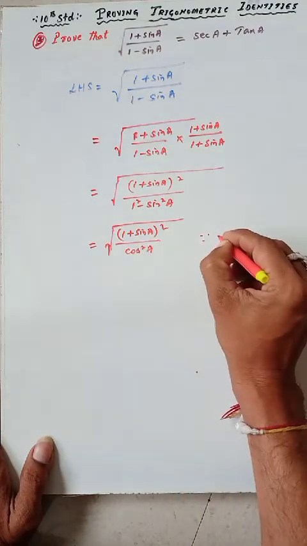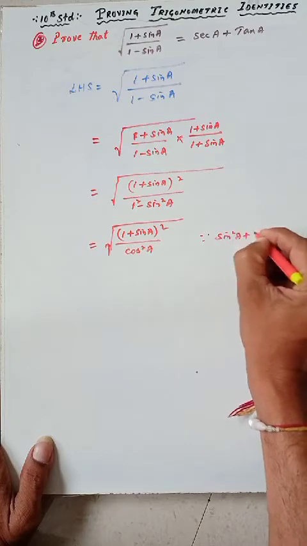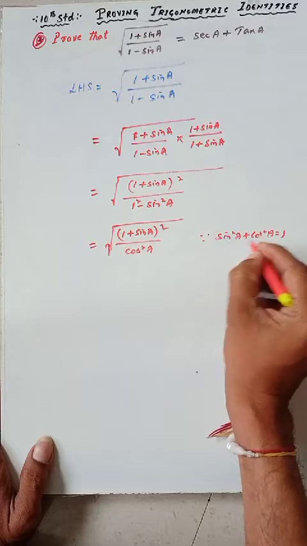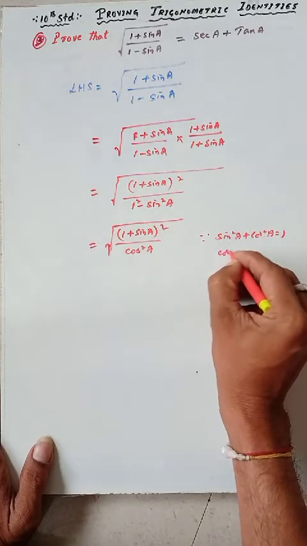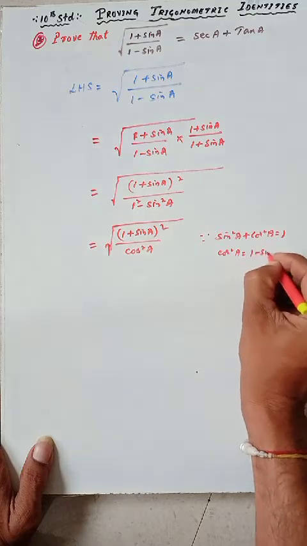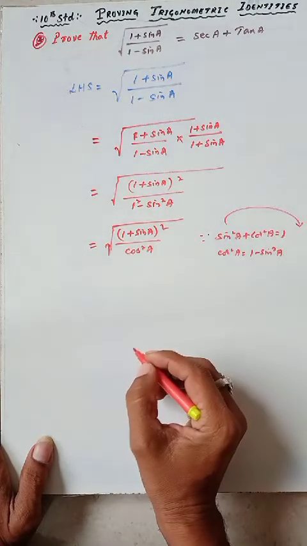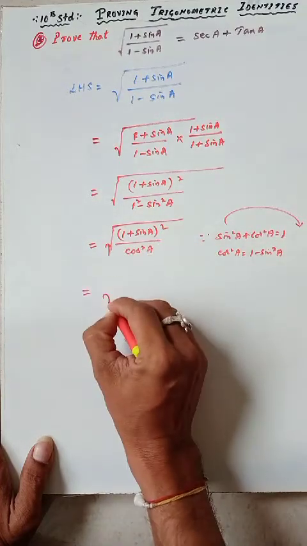Since as we know that sin squared A plus cos squared A is equal to 1, that means cos squared A can also be written as 1 minus sin squared A. So take the sin squared A towards your right hand side, you will get it. So here both squares are there, no?